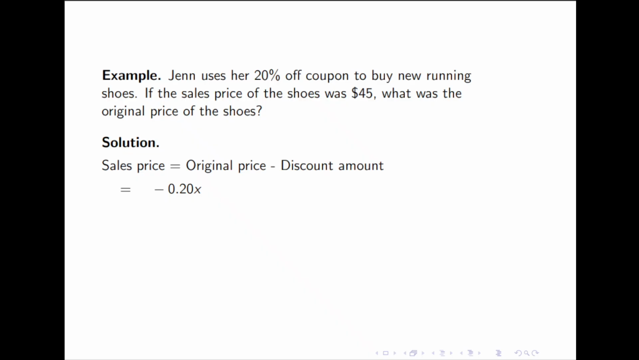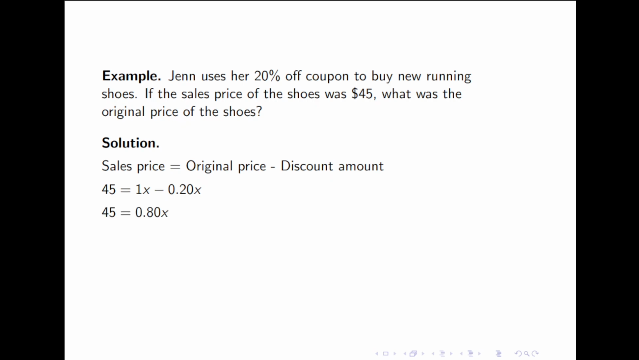The discount amount is 20% of the original price, so we can write the discount amount as 0.20 times x, where x is the original price. Next, we can fill in the original price, which is represented by x. Finally, we can fill in the sales price, which is $45. Because it will help us later, we can say that we have 1x instead of just x. Putting this all together, we have 45 equals 1 times x minus 0.20 times x.